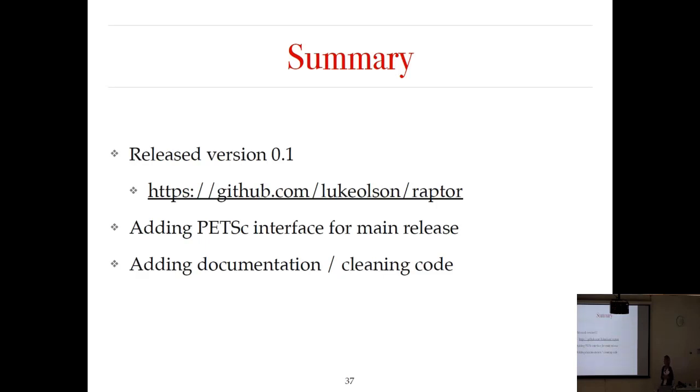We're also currently adding documentation and cleaning the code. If you go on GitHub right now, there is no documentation. So I have added a few slides to the end of the slides here, and I've also put them on my website. If you click on my name and want to see them, you can use RAPtor. It is standalone before we get the PETSc interface and documentation, if you'd like.